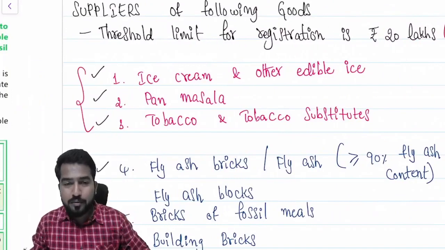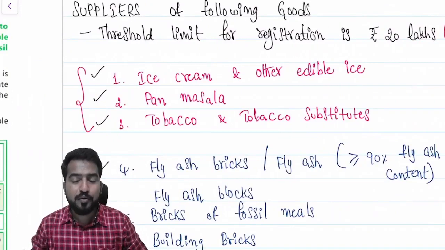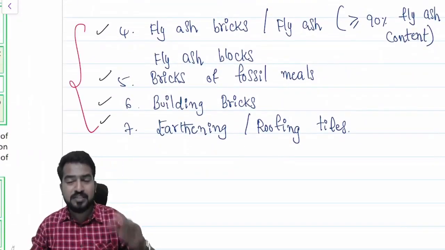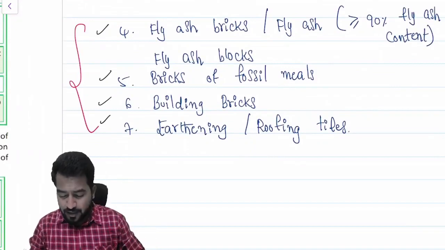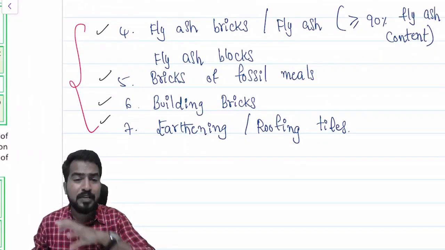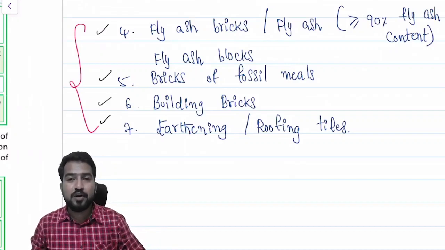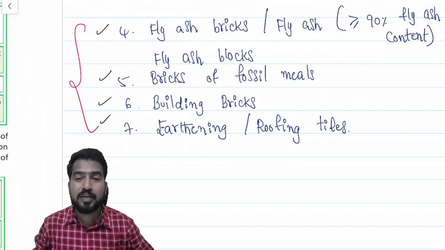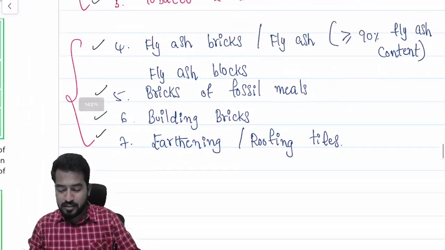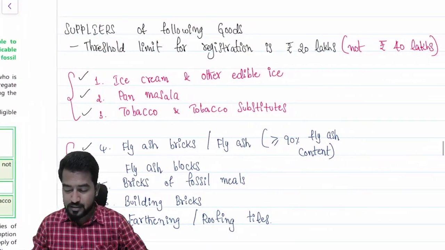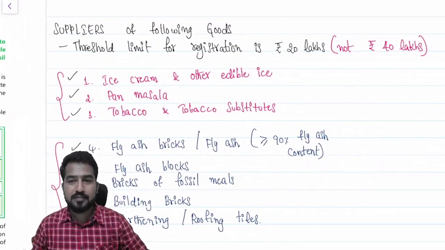Now they have brought in an amendment and also added these four items. That means fly ash bricks or fly ash blocks, bricks of fossil mills, building bricks, earthen or roofing tiles. For people dealing with these goods also, the threshold limit for registration is 20 lakhs. 40 lakhs is not applicable. That is what the amendment is, my dear. Hope you are clear with this.